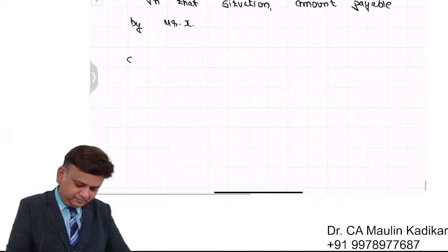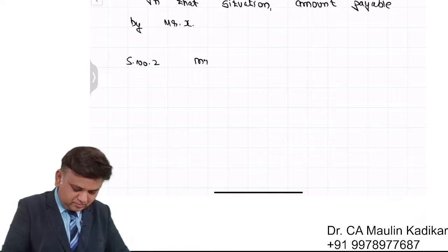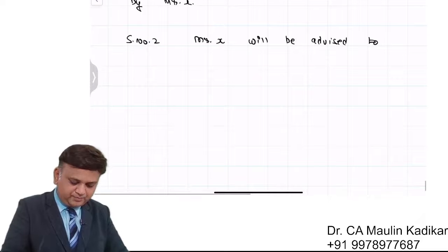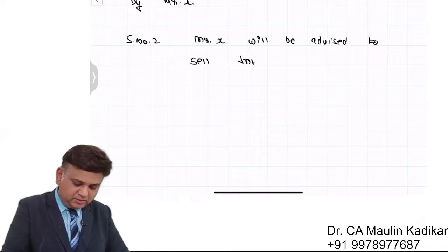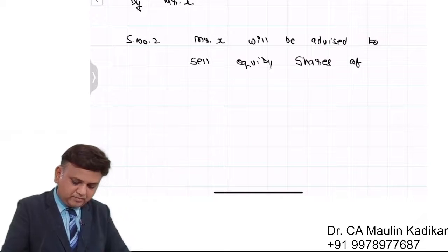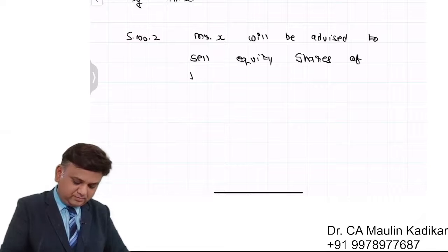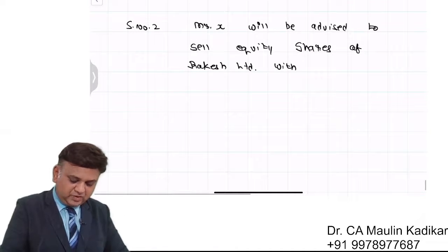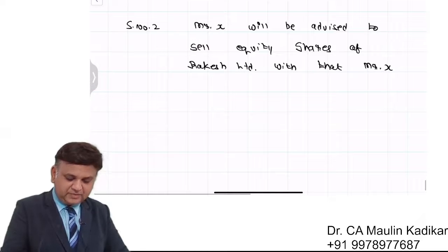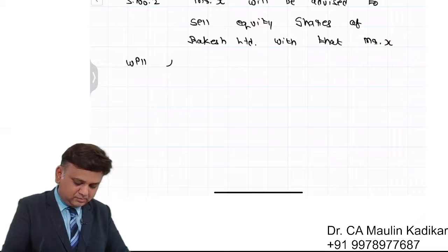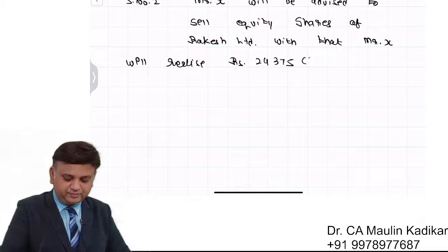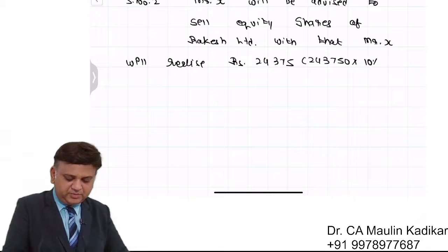Step number 2. Mr. X will be advised to sell equity shares of Rakesh Ltd. Full stop. With that, Mr. X will realize rupees 24375, 2,43,750 into 10%.